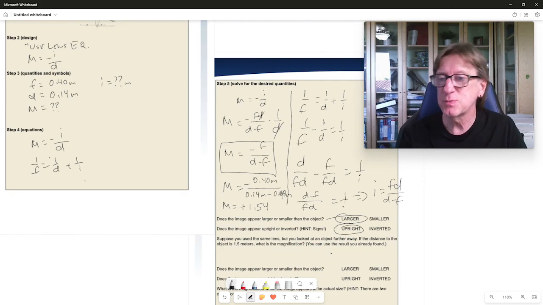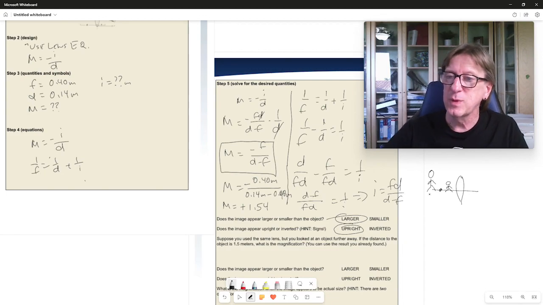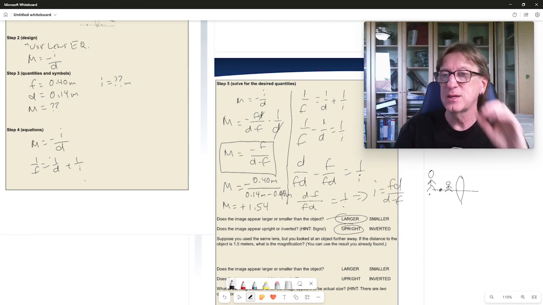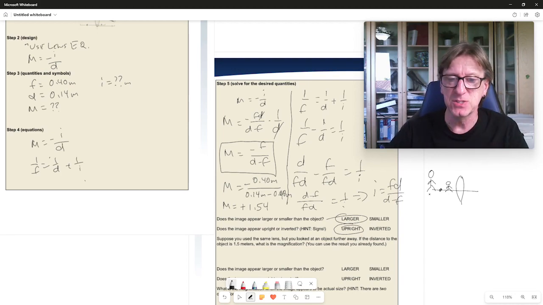Now that matches what we expected, because if I had my lens here and this was my focal length, if my object is inside that focal length, then we got a virtual image. And so that virtual image, in this case, was going to be larger and upright. Matches what we knew.